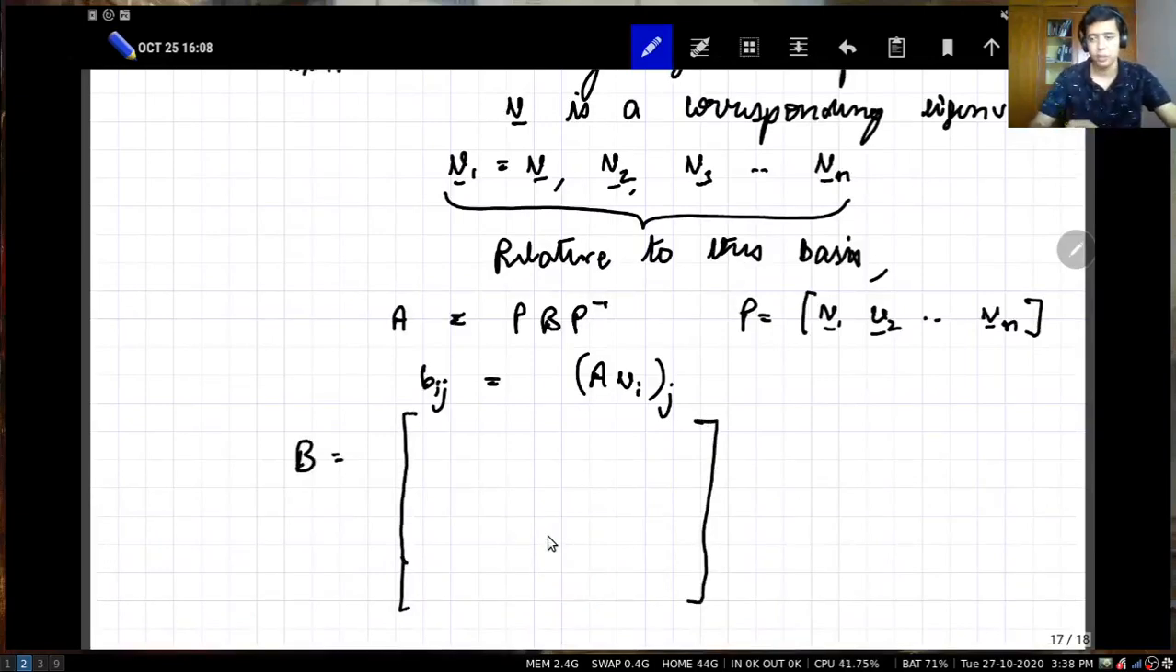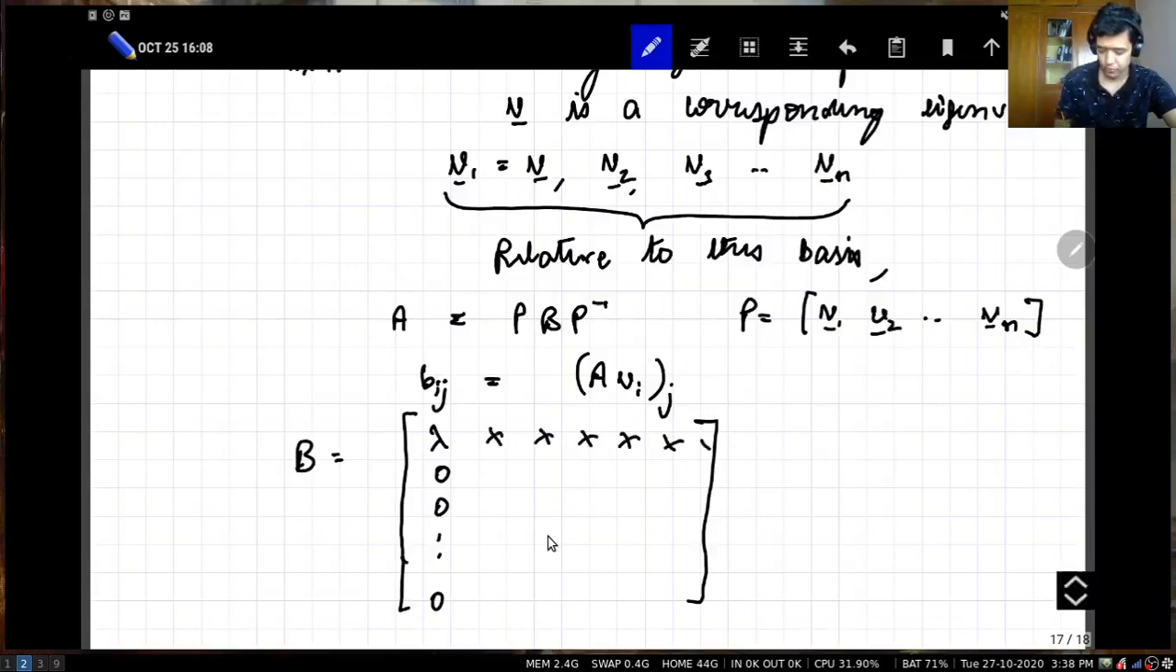Note that V1 is an eigenvector, and therefore B will have the form lambda 0 0 0 0. So the first column of B contains lambda in the first entry and zeros everywhere else, and then maybe you have some non-zero values here. We don't really care what they are, and perhaps all of these are non-zero values.